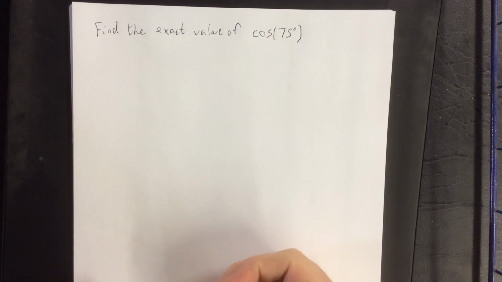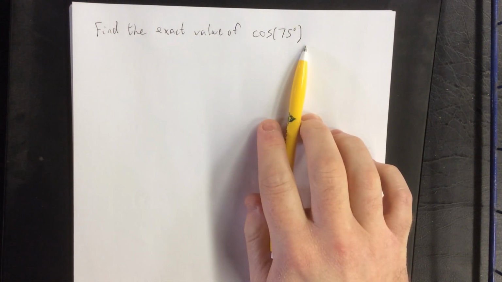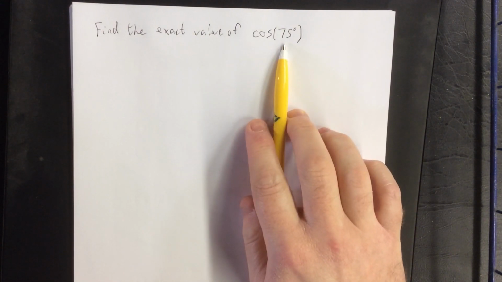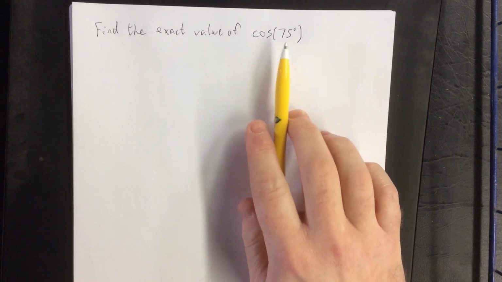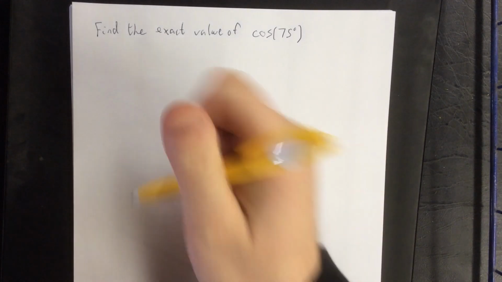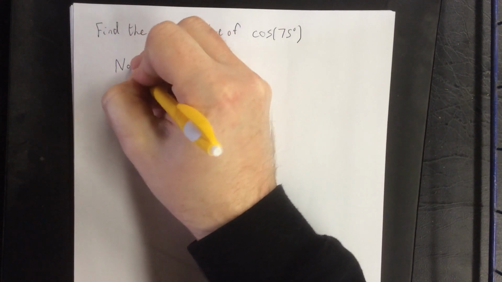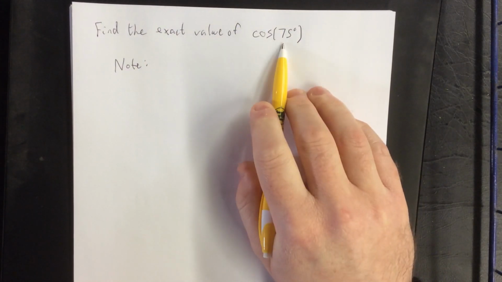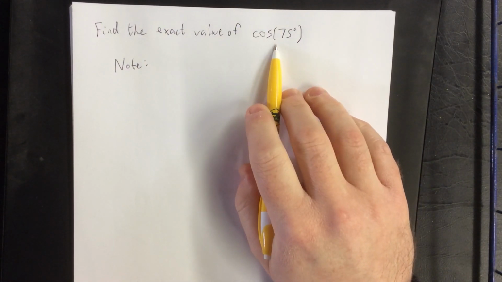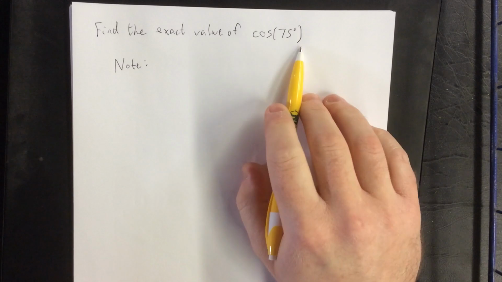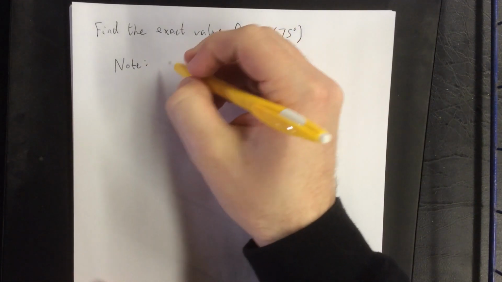Now that we've established our sum and difference identities, let's talk about how to actually make use of them. So I'd like to consider the exact value of the cosine of 75 degrees. 75 degrees is not a unit circle angle. However, if we can express 75 degrees in terms of a sum or difference of unit circle angles, then we're going to be in good shape.